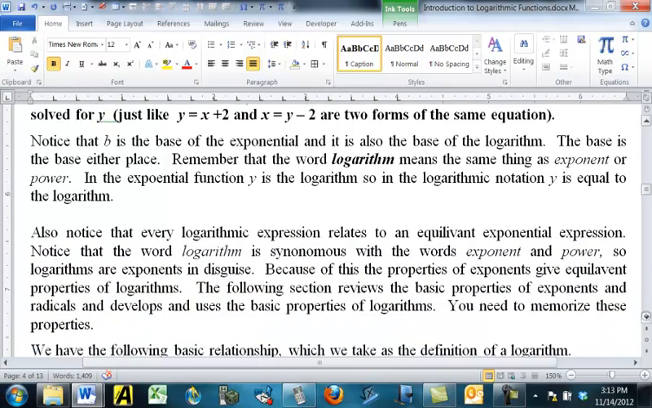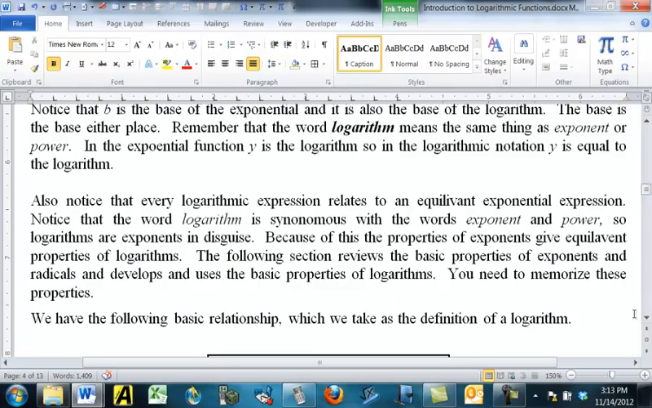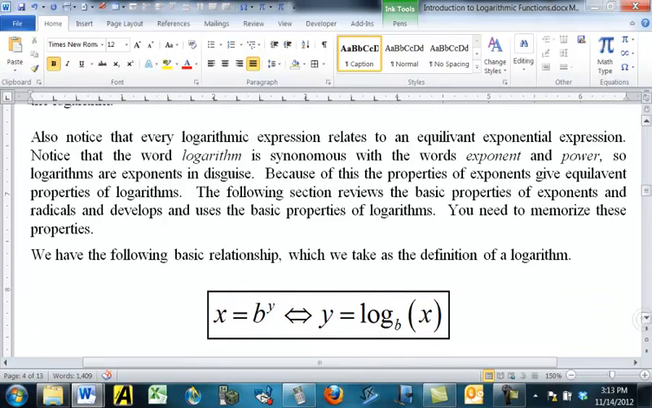So every logarithmic expression relates to an equivalent exponential expression. The word logarithm is synonymous with the word exponent and power. So logarithms are really just exponents in disguise. Because of this, every property of exponents corresponds to a property of logarithms. We're going to wait till our next section to do most of these properties. We'll do a couple things in this section, but we'll expand to new properties in our next section. Eventually you'll need to memorize those properties, and we'll see how they work. But they all boil down to the fact that the word logarithm means exponent.